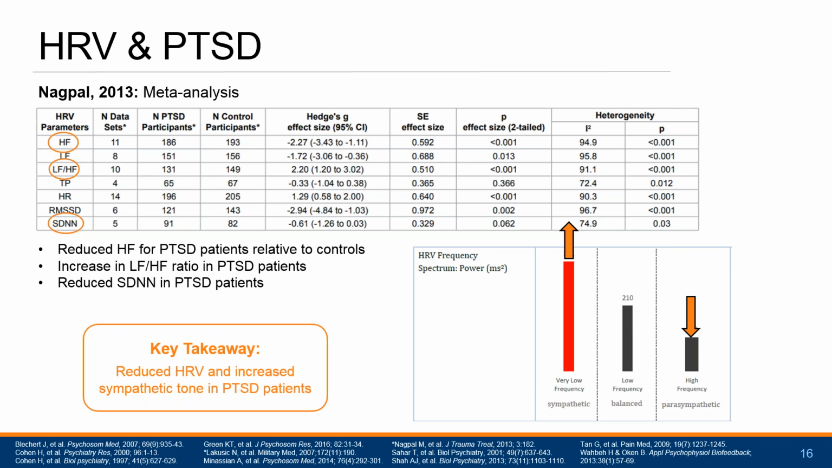PTSD is one of those things that is highly affected or highly related to autonomic nervous system function and balance. And really the imbalance of the autonomic nervous system plays a big part in a lot of the symptoms that PTSD patients are experiencing. So it's no surprise that looking at the heart and heart rate variability, you see a ton of biomarkers that pop up as significant in these patient populations.